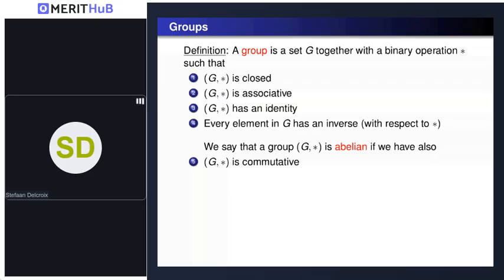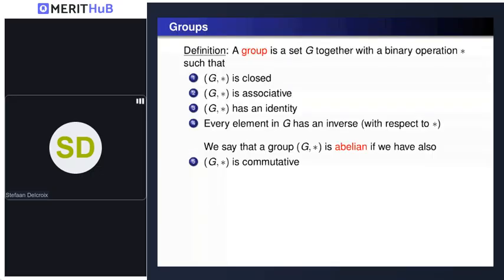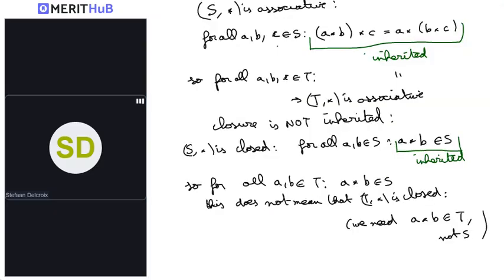Now, why on earth would anybody look at this? Let me write here these four. These are exactly the properties you need to solve a linear equation. Huh? So let's see this on the side here.